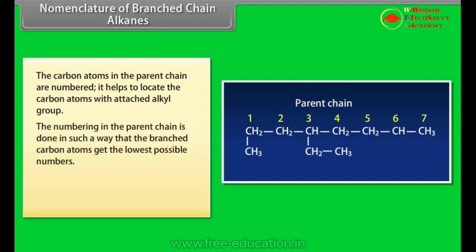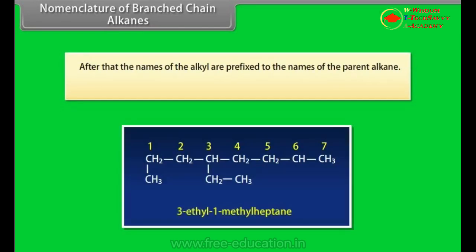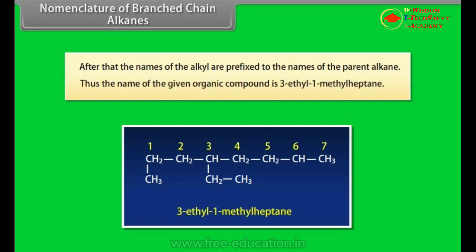The numbering in the parent chain is done in such a way that the branched carbon atoms get the lowest possible numbers. That means the numbering in the given carbon chain is from left to right. After that, the names of the alkyl groups are prefixed to the names of the parent alkane. Thus, the name of the given organic compound is 3-ethyl 1-methyl heptane.